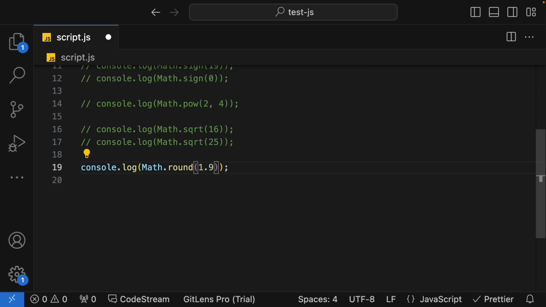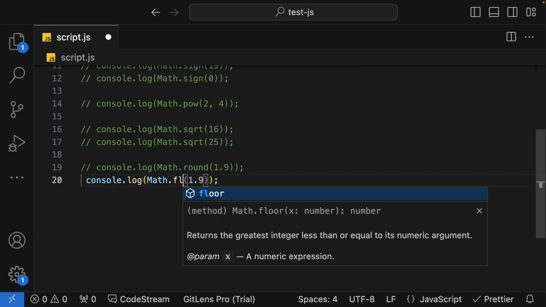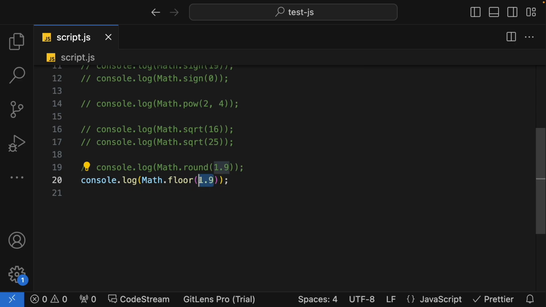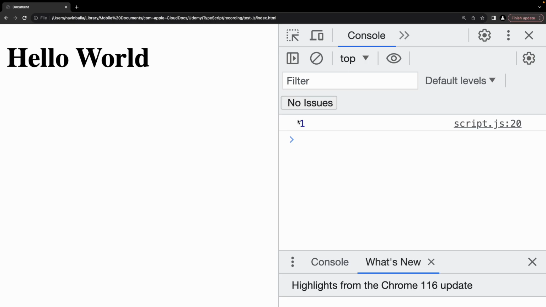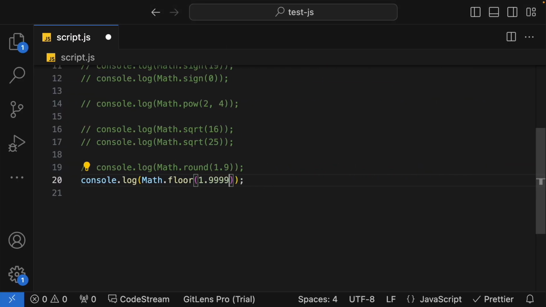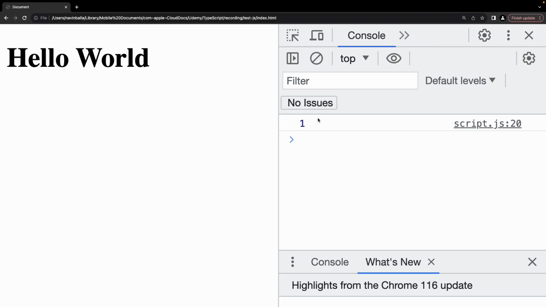For example, the ceil or the floor. Let's try. So here, for example, I'll say the floor. Here 1.9 rounded will, of course, be 2, but we don't want to go in the upward direction. We want to go in the backward direction. We want to see the nearest integer number below this 1.9, not the upper one, because the upper one will of course be number 2. In this case, you should get 1. Even though it is 1.999, it will be number 1 only.